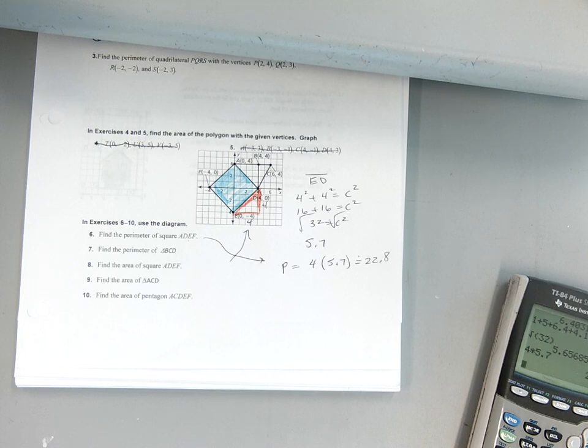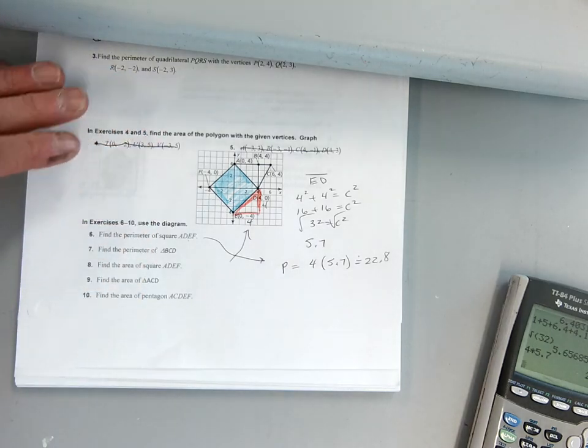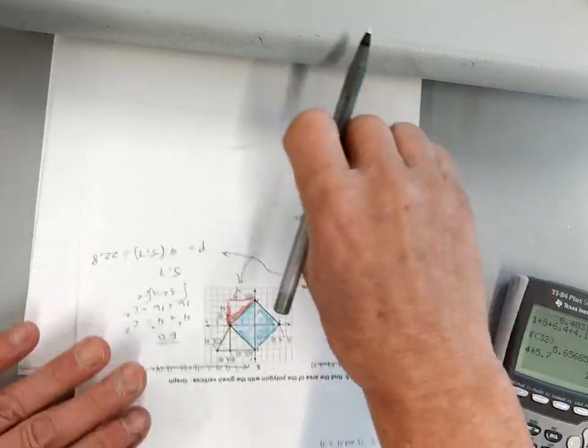Now the perimeter of triangle BCD, okay? Now, this one's actually not that hard because we've got some of the information. So let me turn the whole thing upside down on purpose, okay? All right.